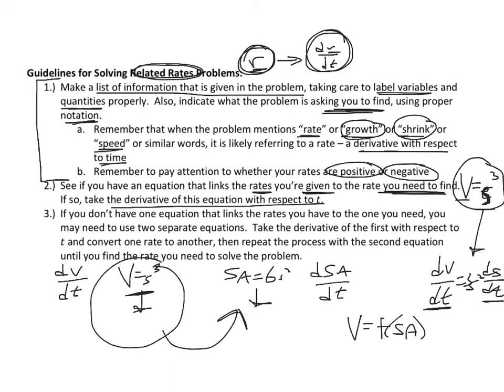I'm going to be going through an example of this in just a moment, but I wanted to point out that sometimes you don't have one equation that directly links the two things that you want to talk about, and that's fine. After you make your list of quantities that you have and what you need to find, write down any equations that are related to it, and then come up with a strategy for how you're going to use those to move from one rate to the other rate.